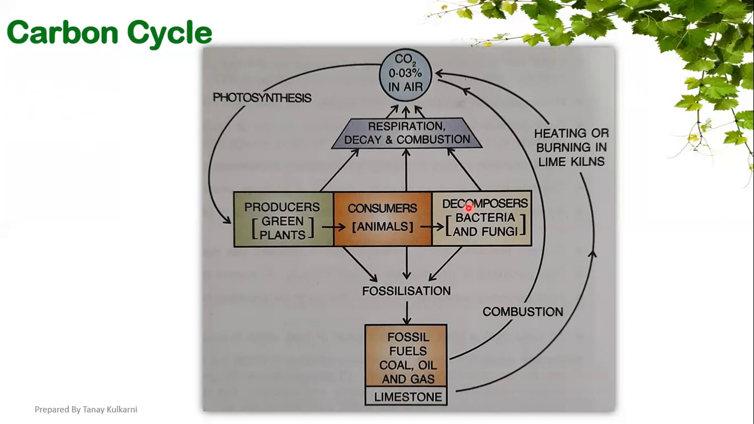When fuel such as wood or fossil fuel like coal, petroleum, or natural gas is burnt, the carbon contained in it is also released in its oxidized state, that is carbon dioxide. A certain amount of carbon dioxide is also released during the heating or combustion of limestone in lime kilns.